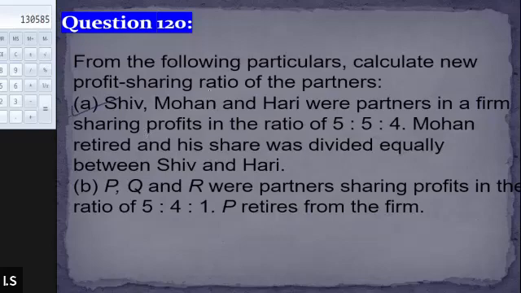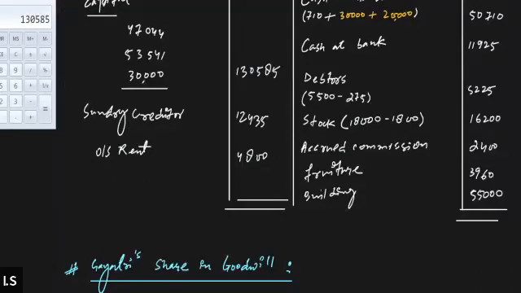The A part of the question says that there are three partners, Shiv, Mohan, and Hari, and their profit sharing ratio is given as 5:4. And we need to determine the new profit sharing ratio of the partners after the retirement of Mohan. Mohan is retiring, but the question says that his share will be divided equally between Shiv and Hari. Got it? And after considering these values, we need to determine the new profit sharing ratio of the remaining partners. I hope the question is clear to both of you, Aman and Sania. Yes. Okay, so let's quickly start with the solution.